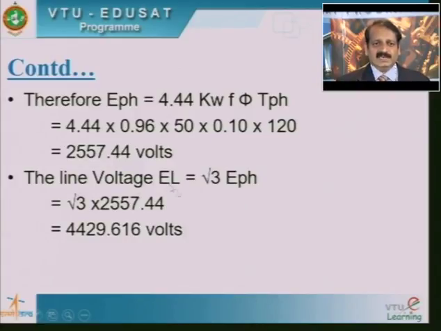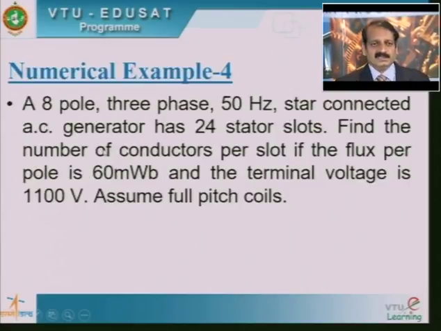Line voltage and phase voltage are related in this fashion, because in the case of a star connected winding, line voltage is equal to √3 times the phase voltage. When we multiply the phase voltage by √3, we will get the line voltage as 4429.616 volts.